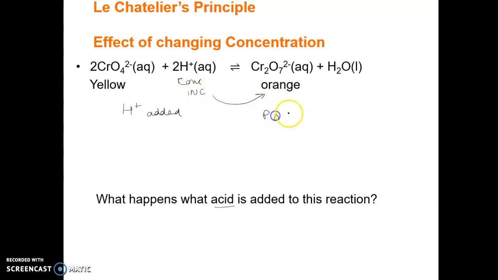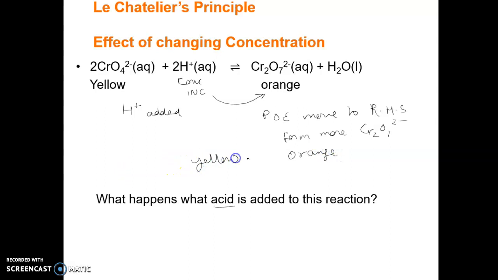Therefore, you can say that the position of equilibrium will move to the product side. Now product is on your right hand side, so it will move to the right hand side. It will form more product, so it's going to form more of Cr2O7 2-. The color of that is orange, therefore the solution will turn a deeper orange color.